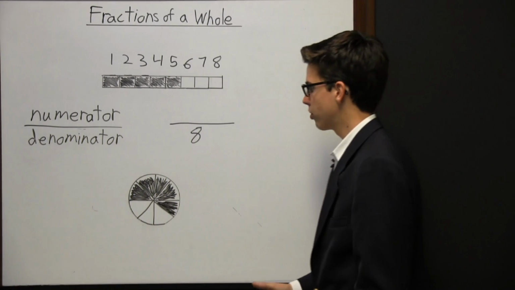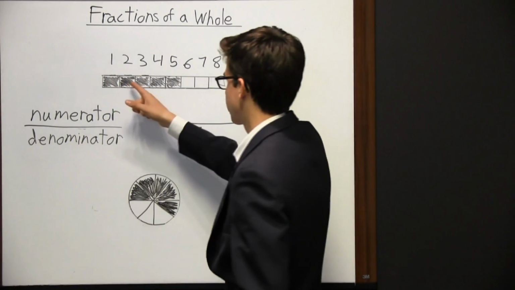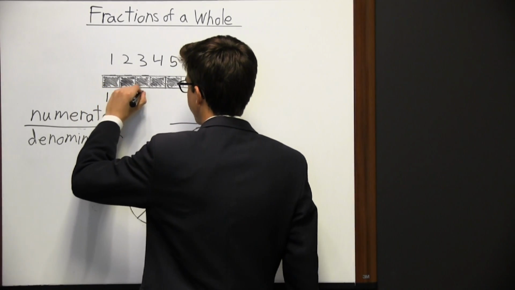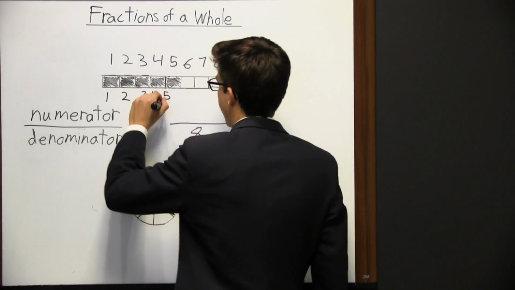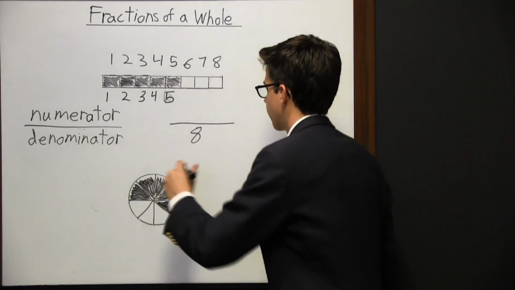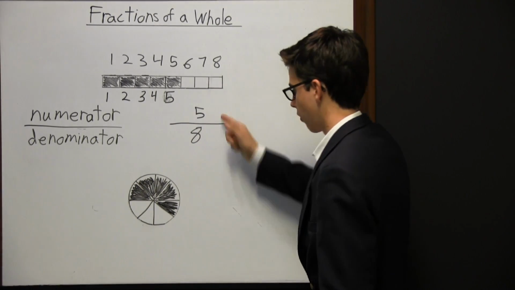Now when it comes to the numerator, we need to count the shaded spaces. And so notice these spaces right here, they're all shaded. So now we need to count those. 1, 2, 3, 4, 5. So there's 5 shaded spaces. And so the 5 is going to go in the numerator because we have the whole amount right here and then we have part of the whole.